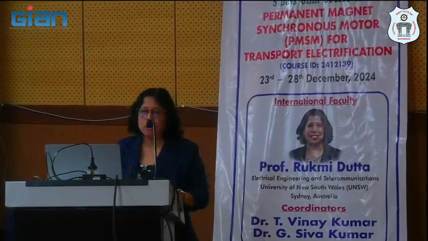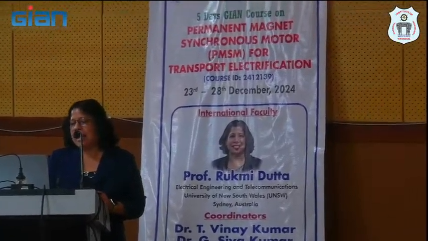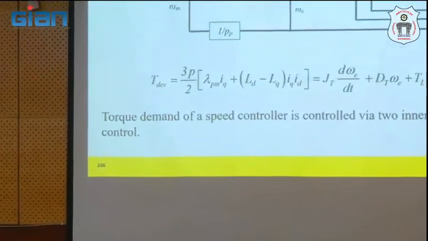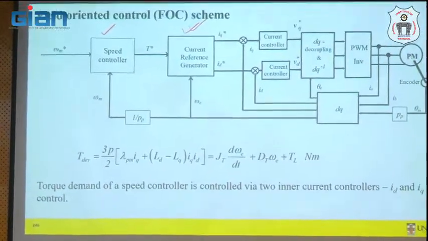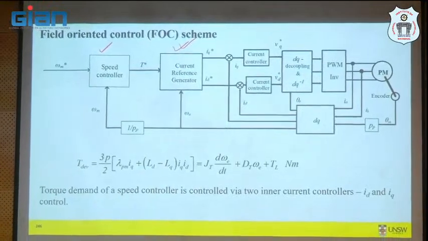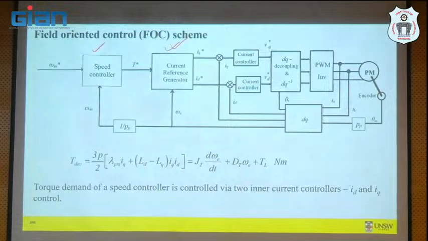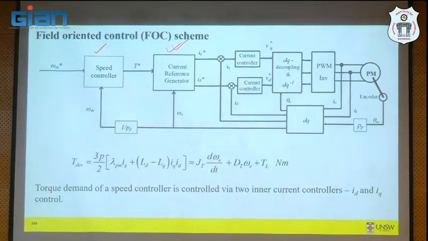Let's look at the FOC, the general one. We usually will have a speed controller and two current controllers. I think you have also gone through the hierarchy of the controllers, right? Why the speed controller needs to be the outer loop and why the current is the inner loop. So it's a cascade control system.